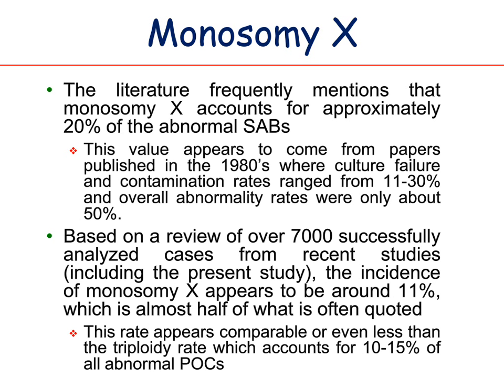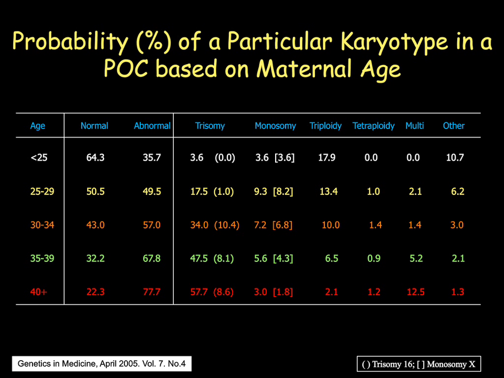And that rate appears to be comparable or even less than the triploidy rate, which accounts for about 10 to 15% of the abnormal miscarriage specimens. If you look at this table from the Genetics in Medicine study that came out of Mount Sinai, when I was a faculty there, you clearly see the influence of maternal age. This is very well understood and very well recognized.